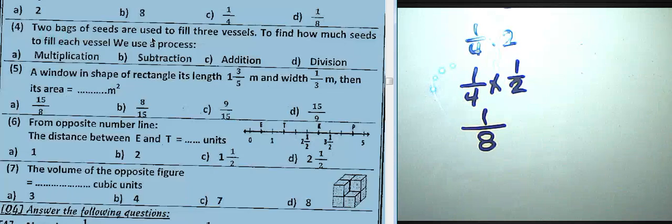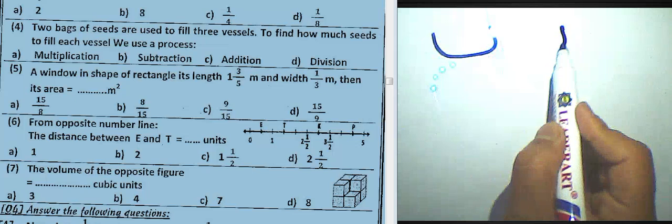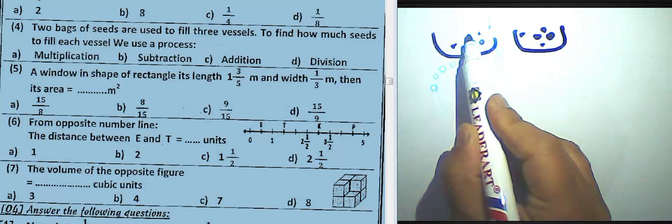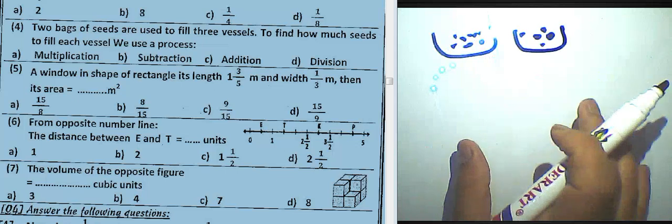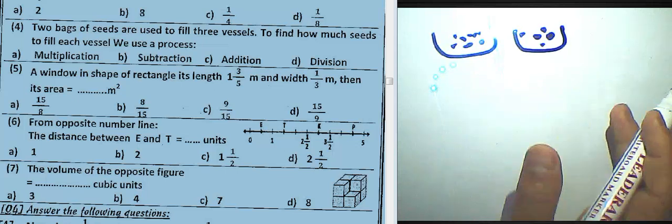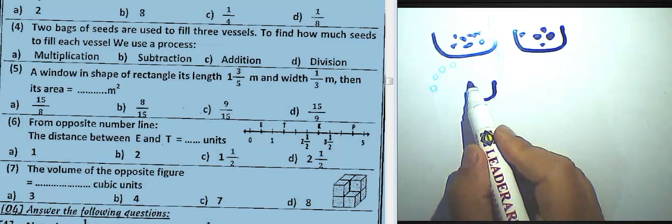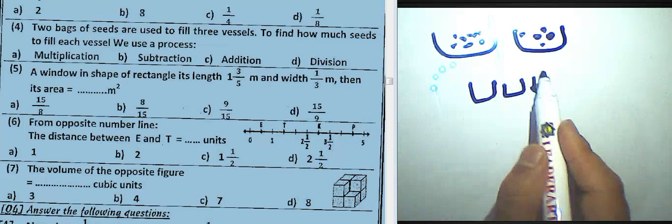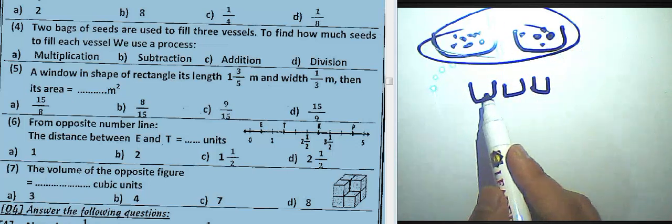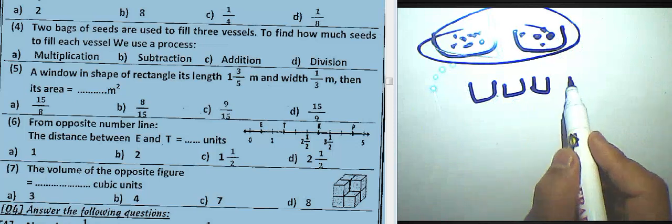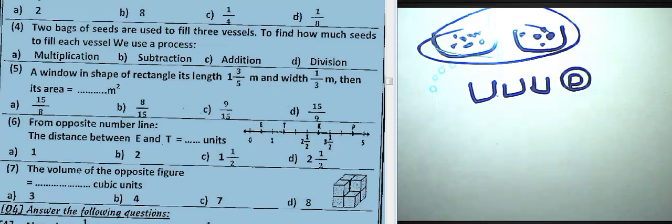2 bags of seeds are used to fill the visuals. To find how much seeds to fill each visual, we use here what? We can use here division, because we have 2 bags, 1 and 2, and we have a lot of seeds. We want to distribute it. Division, to fill each visual. How many visuals? 1, 2, 3. We can divide all these seeds by 3 visuals. We can use division, letter D.